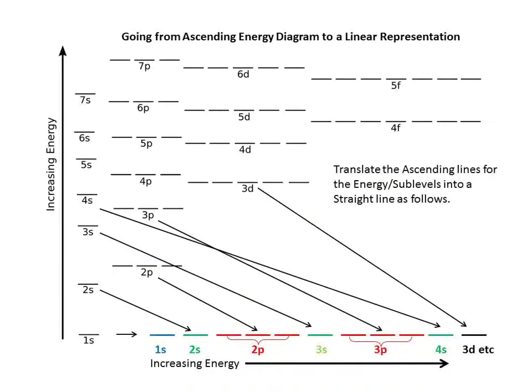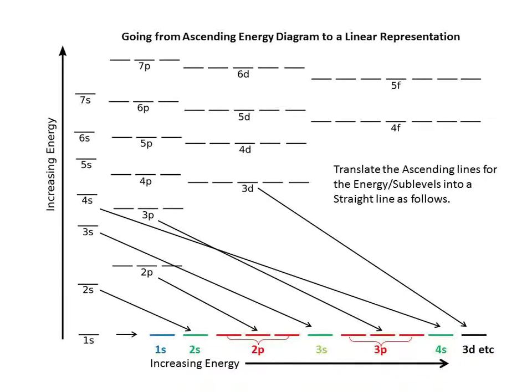Now, instead of using a very tedious and space-occupying orbital diagram like the one we just showed you, with all these energy levels and which way they're filling, up and down, we need to transcribe it into something a little more manageable for saving space on a piece of paper. So we're going to translate the ascending lines for the energy sublevels into a straight line as follows. We're going to read it from left to right, and increasing energy goes from left to right.